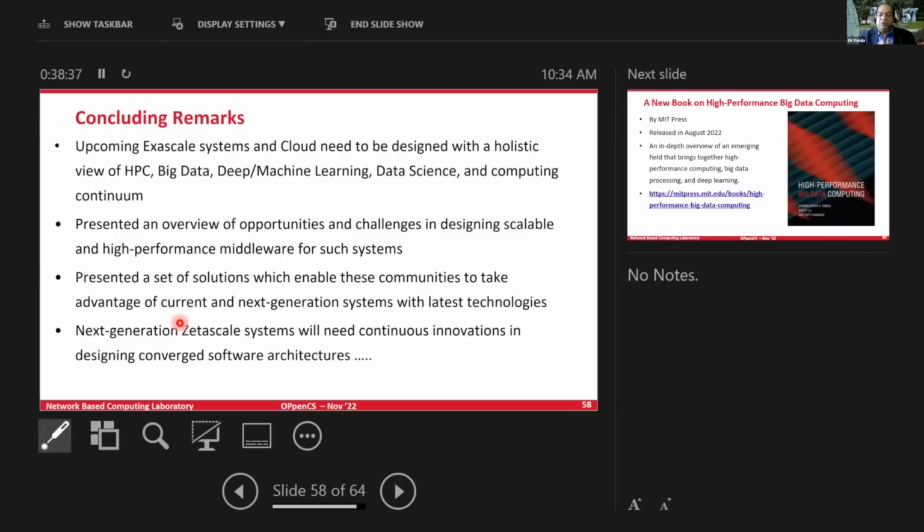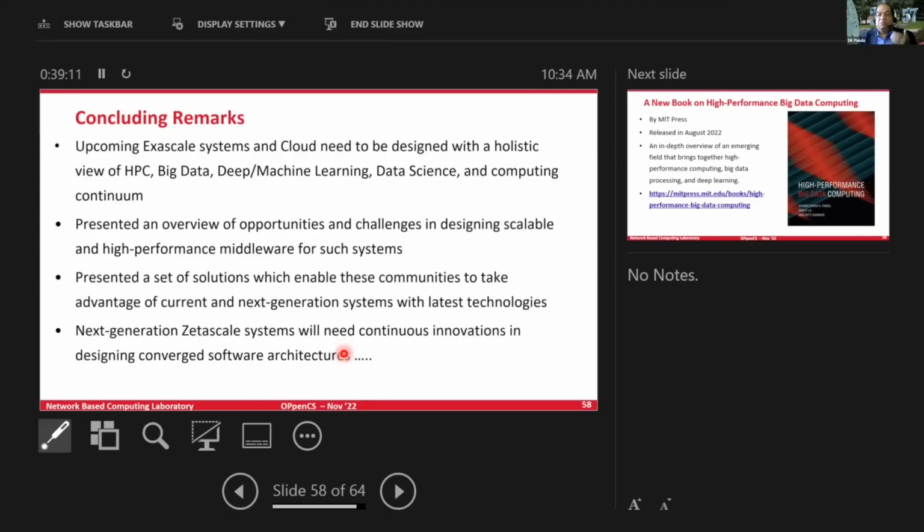So with this, let me conclude. As I indicated, the upcoming exascale systems and the cloud need to be designed in a holistic manner: HPC, big data, deep learning, machine learning, data science, and especially the new computing continuum, which is from the edge to the HPC centers. I didn't have time on these. We have started a very large project now called ICICLE, which is the NSF AI Institute. If you go to icicle.ai, you will see a lot of things there. And I just provided some of these overviews.